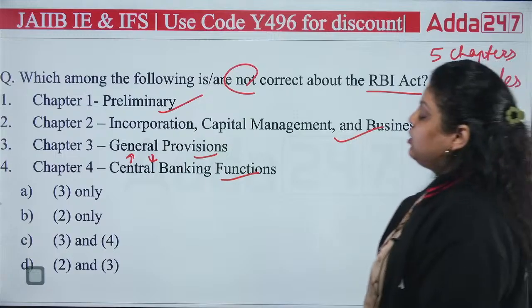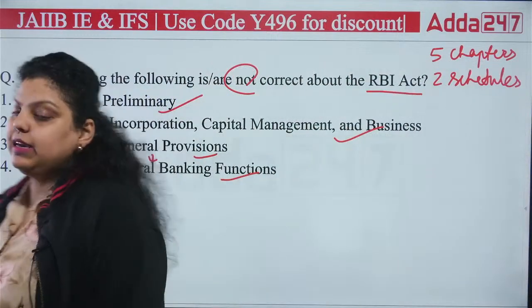But they are asking which is not correct. So third and fourth is not correct. Your right answer will be C.